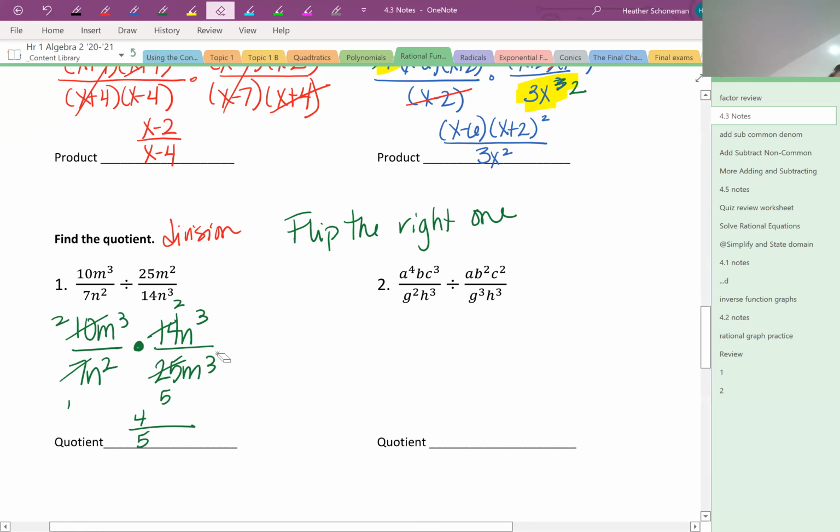Oh, I miswrote this when I flipped it. And 2 on the bottom. So when I cancel, I'm just going to have 1 left on the top. With the n's, I have 3 on the top and 2 on the bottom. So when I cancel, I just get 1 and it's on the top.